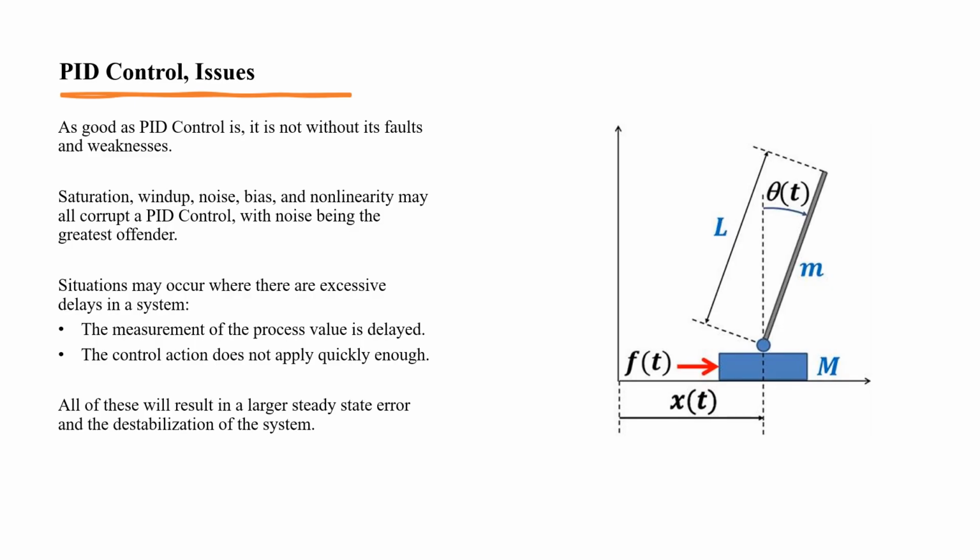As good as a PID control is, it sadly is not without its faults and weaknesses. Saturation, wind-up, noise, bias, and nonlinearity may all corrupt a PID control, with noise being the greatest offender. Situations may occur where there are excessive delays in a system. The measurement of the process value is delayed, or the control action does not apply quickly enough. All of these will result in a larger steady-state error and the destabilization of the system.